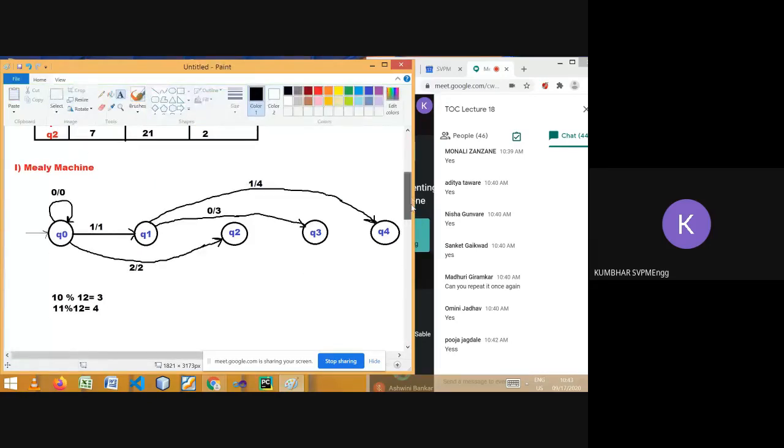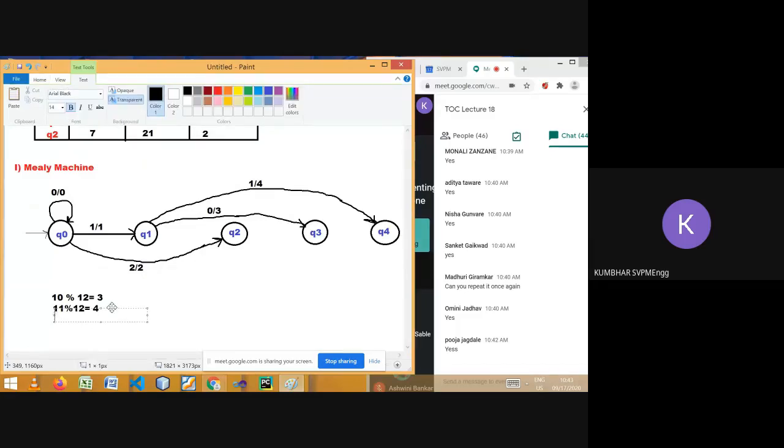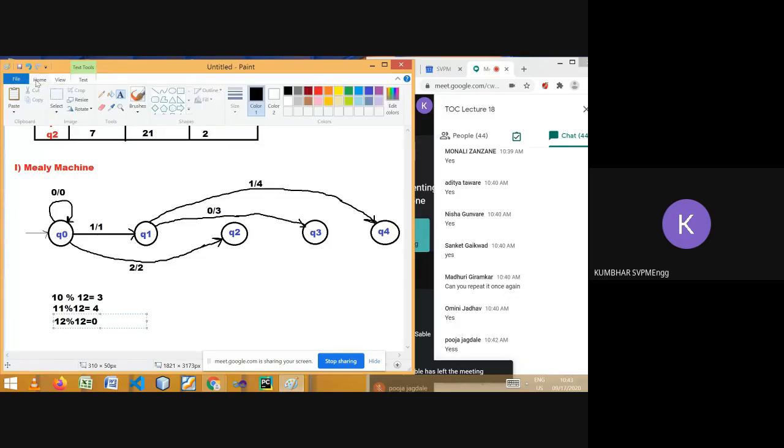Let's check for the third input. If we read 1, sorry, 1 is already there, means Q1. If we read 2, 1 2 means 5. So 5 mod 5, what will be the remainder? 0. 5 mod 5 will be 0, correct? Means I have to transit from Q1 to that state which shows the 0 remainder, and we know that is Q0. So I will show that from Q1, after reading 2, we will go to Q0.